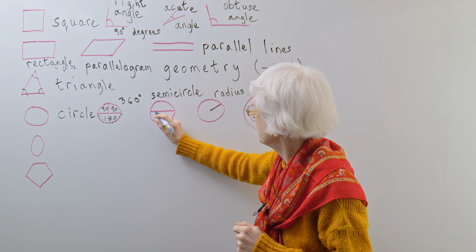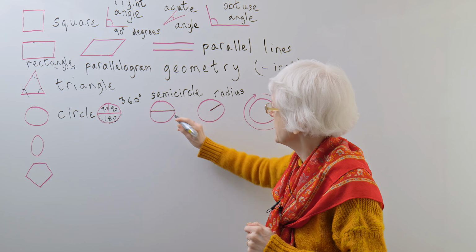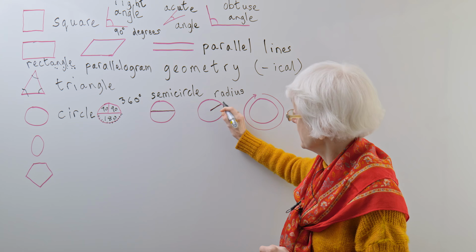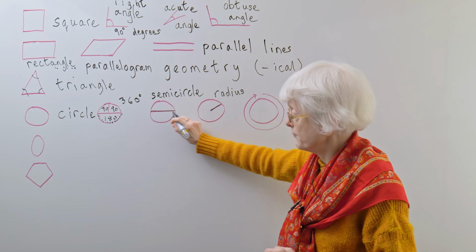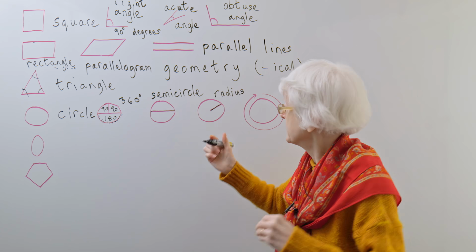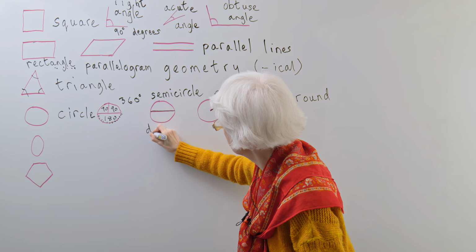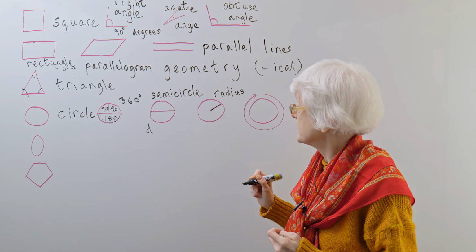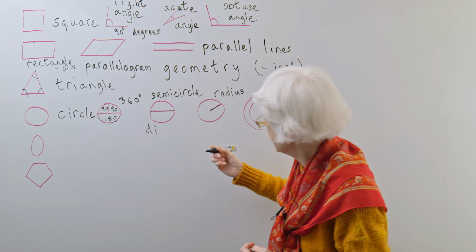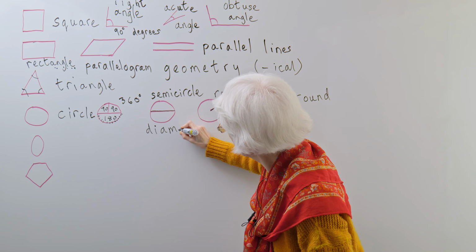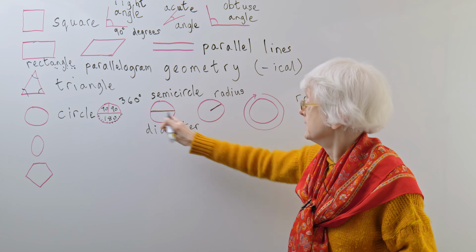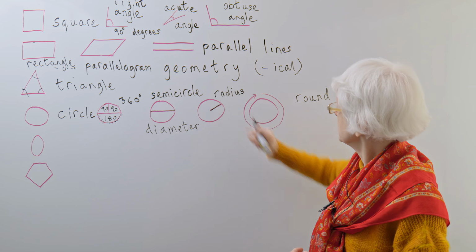Oh yes, and the other thing about this one, if you draw a straight line right across the middle, there is also a name for that. It's not just half with the radius, it's the full distance across at the widest points. So that begins with a D. Can you think of the word for that? The word meaning two, which is diameter. So that's the diameter of the circle. This is the radius of the circle.